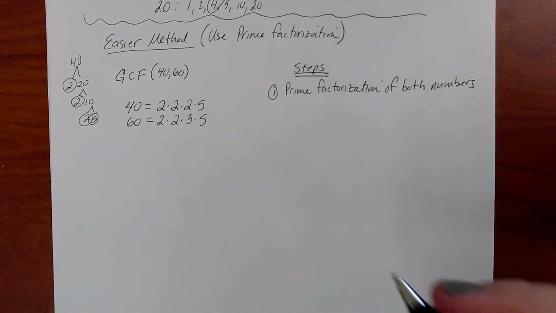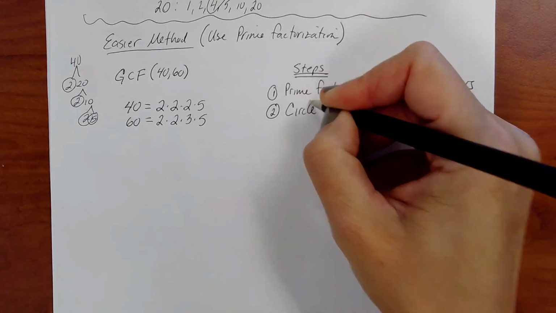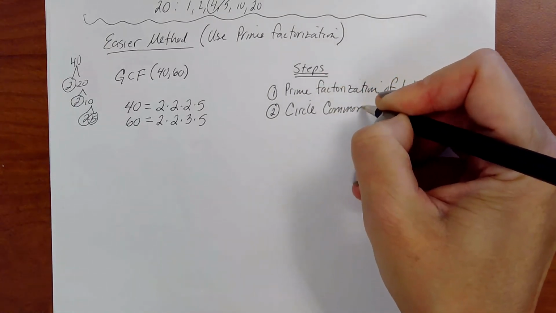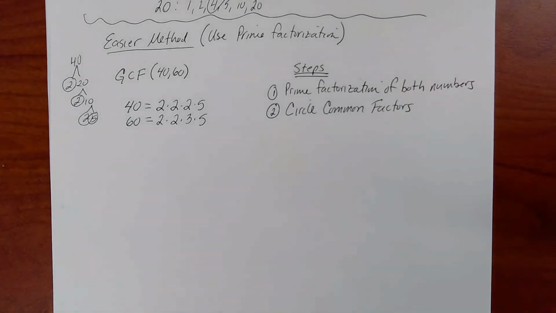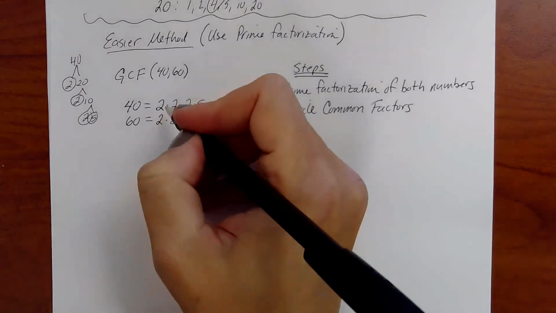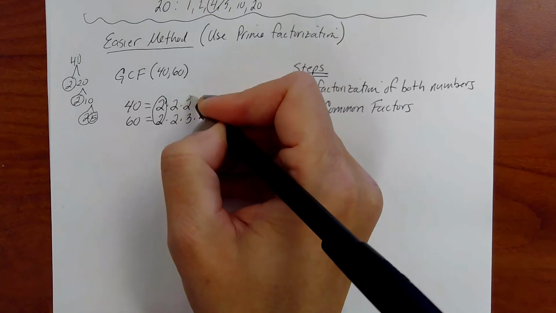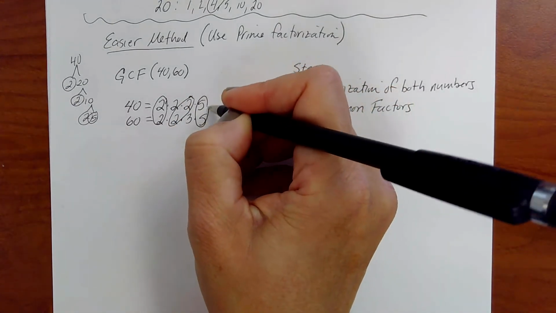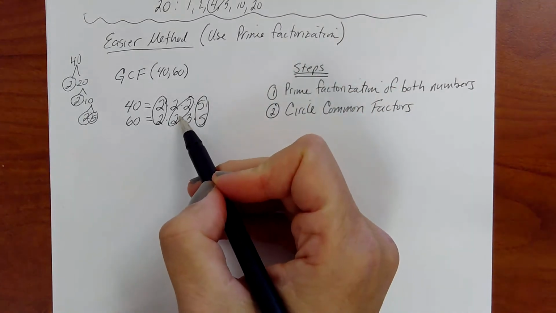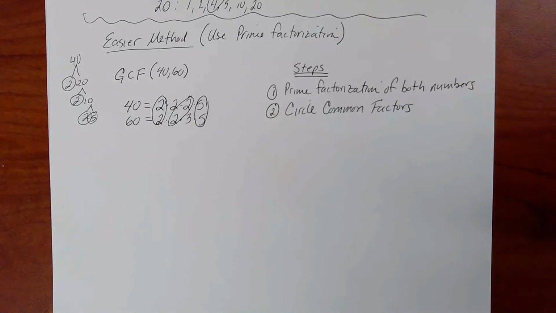All right. Step 2 is you're going to circle common factors. My favorite part. If they both have it, you're going to put it in a circle. So they both have a 2. And it doesn't have to be right on top of each other. You could circle this way. They both have a 2. Ooh, they both have a 5. Once you have it in a circle, you can't recircle it. So that 2 is going to be left alone. There's nothing to match the 3.